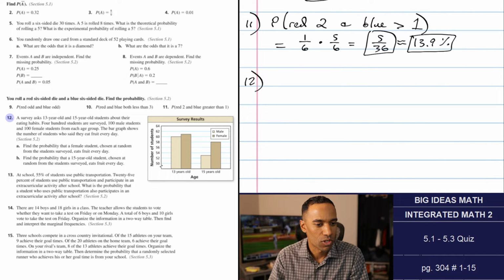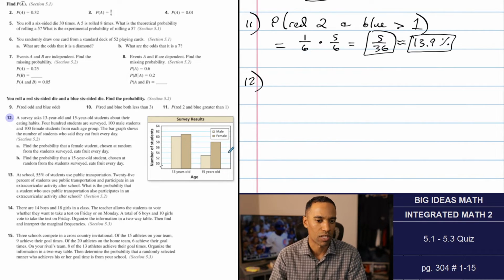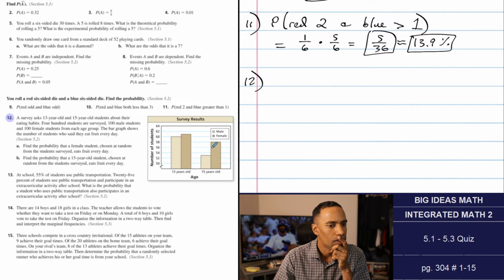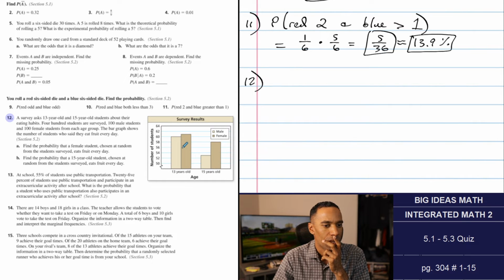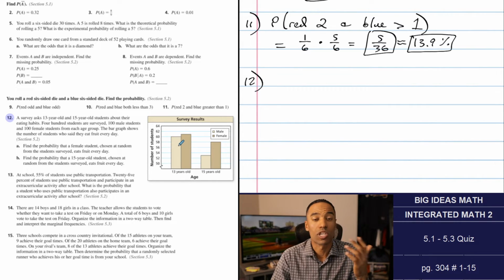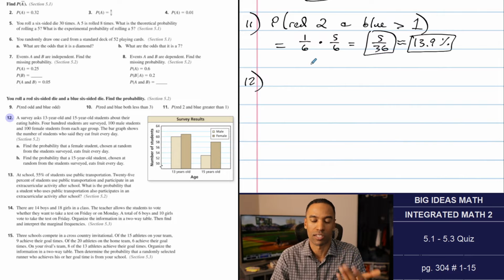The bar graph shows the number of students who said they eat fruit every day. So we have, among the 13-year-olds, the female is the darker color one right here. Male is the lighter one, and same here among 15-year-olds. And there are 100 of each, they said. 100 females and 100 males, I think they said. Oh, from each age group. The bar graph shows numbers who said they eat fruit every day. So there are some who don't eat fruit every day that are not displayed on the bar graph. That's what I was trying to make happen.